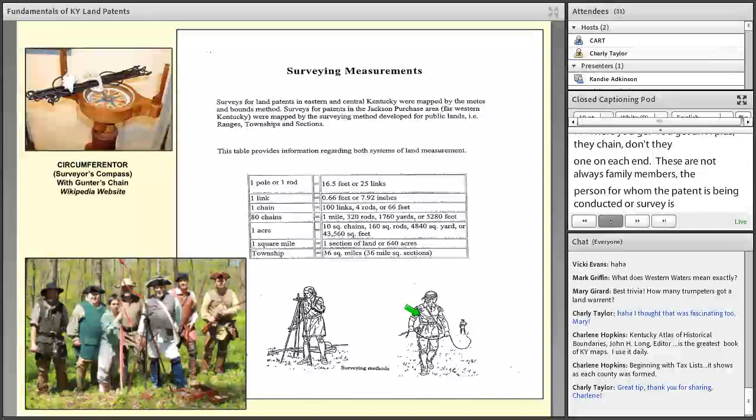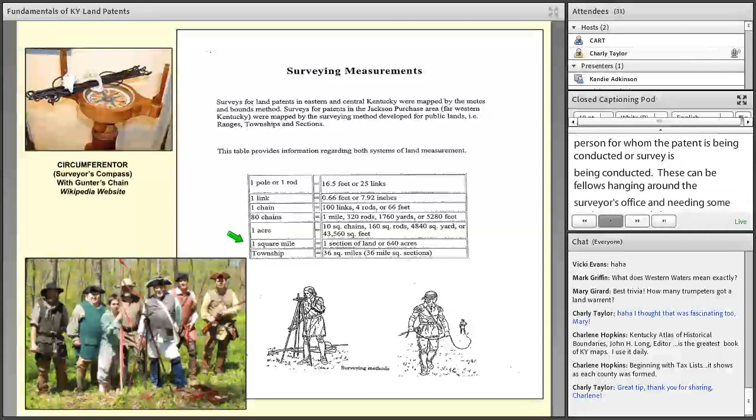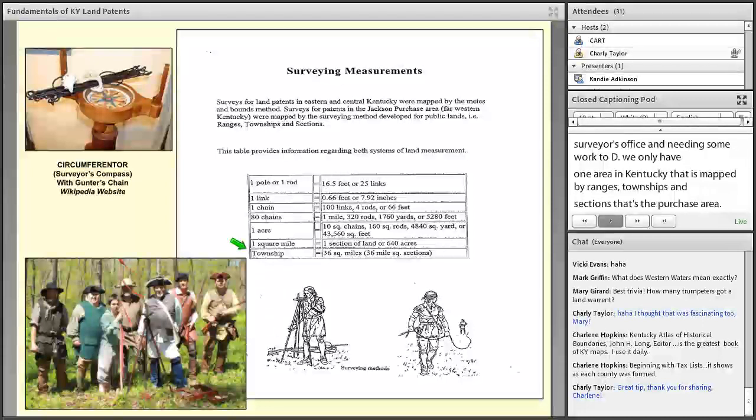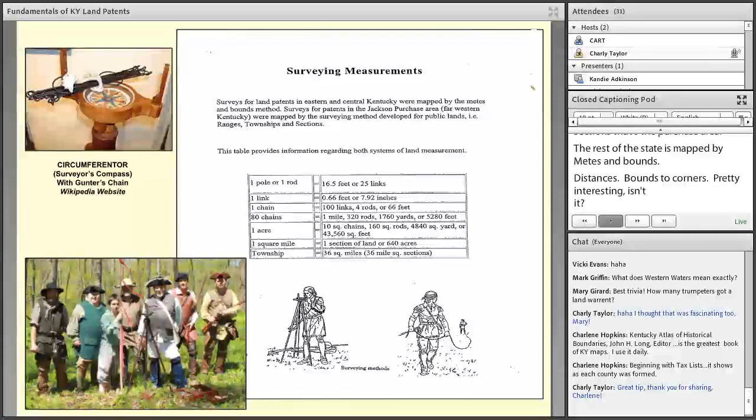So now we only have one area in Kentucky that's mapped by ranges, townships, and sections, and that's the Purchase area. The rest of the state is mapped by metes and bounds. Distances, metes, bounds to corners. Pretty interesting, isn't it? I don't see how they did it, but they did. They did it well. They used magnetic variation as well.